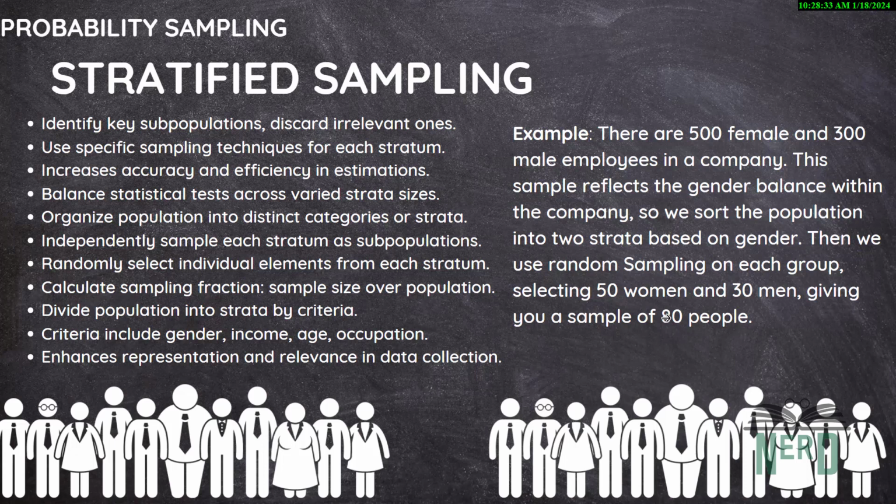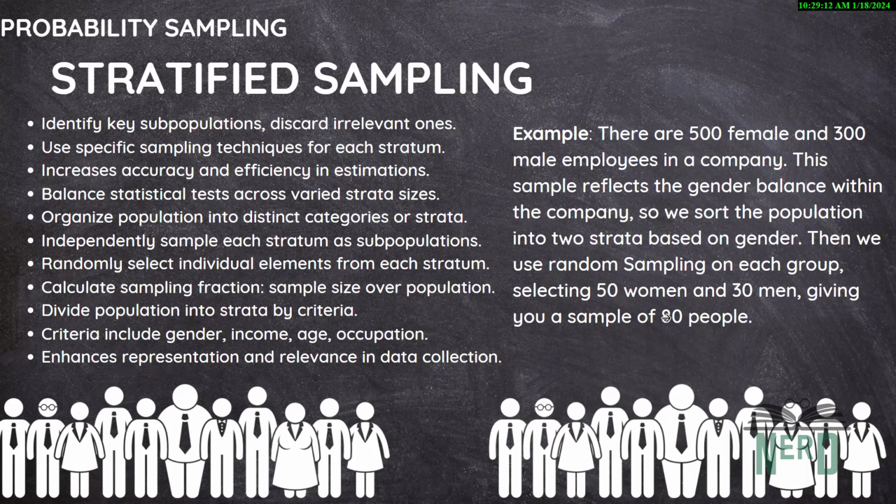And let me give you another example, right? Picture a company with 500 women and 300 men. We want to understand their views on a new policy. To keep it fair, we sort them into two groups based on gender, and then maybe we decide to ask 10% from each group. That means we survey 50 women and 30 men. This way we get a good mix of opinions without surveying all 800 people, right? So that's your stratified sampling.